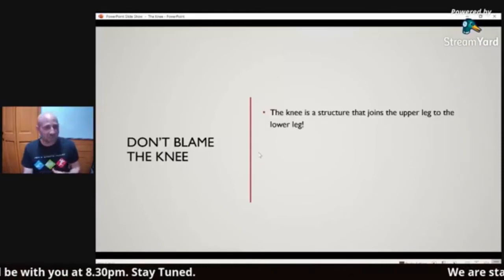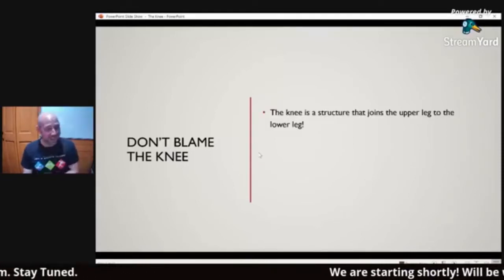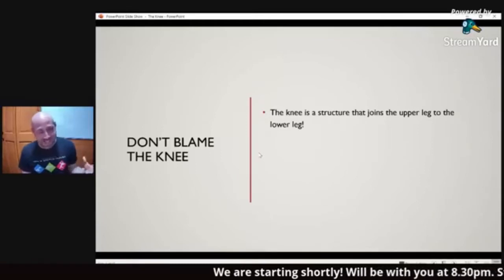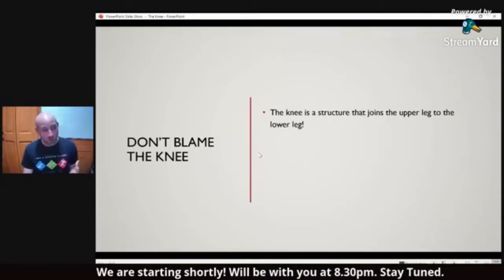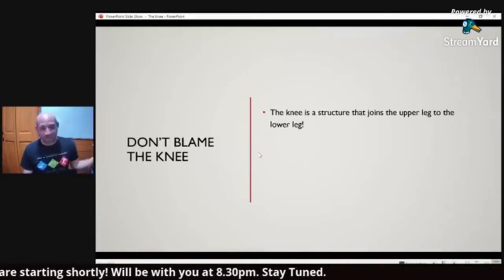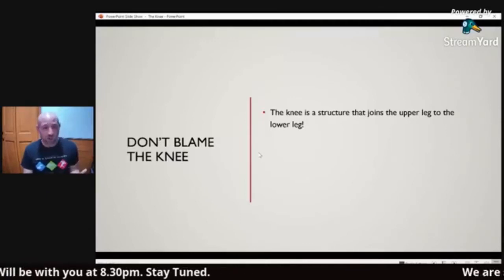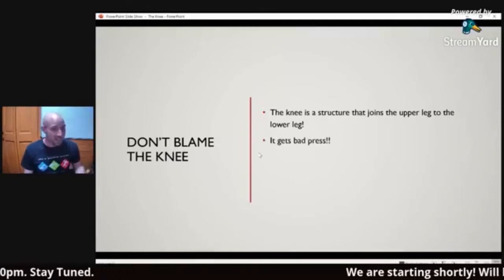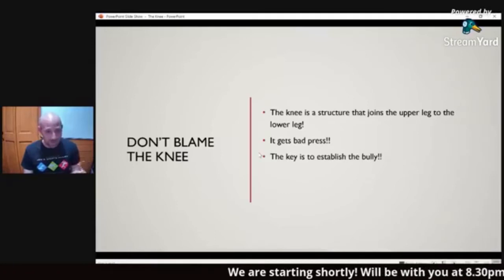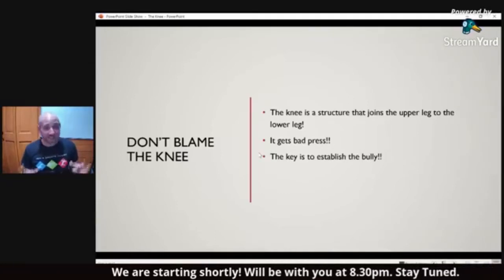But essentially, as I've alluded to, don't blame the knee. If you missed the start, I was saying that the knee receives all this bad press. I feel sorry for the knee. It's a joint that gets blamed for everything. But actually, it's a structure in the middle of our lower leg that gets beaten up and gets all this bad press. What we need to understand is the bully.